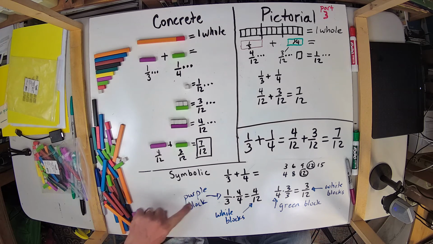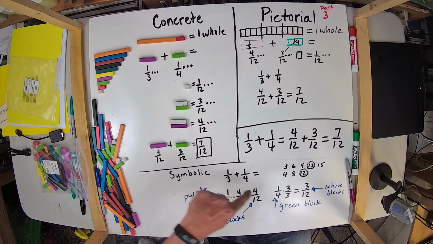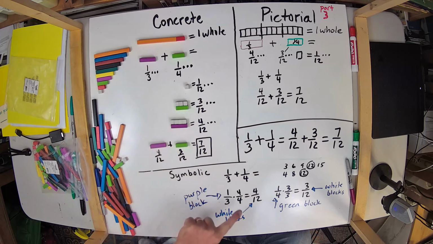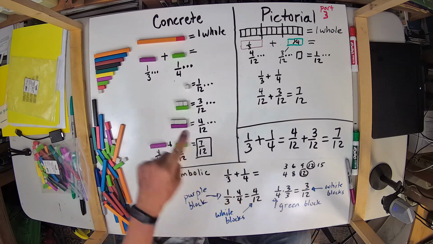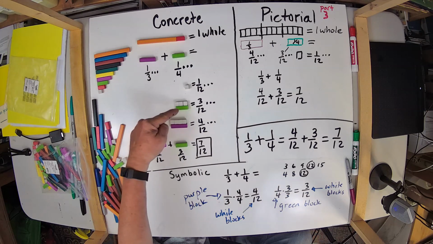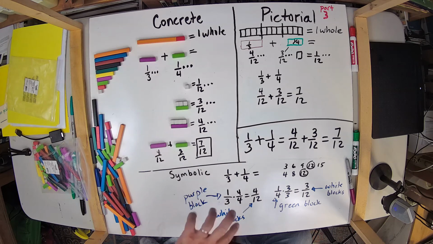But if you say, well, that's the purple block, and that's how many white blocks are in the purple block, and that's the green block, and that's how many white blocks make up the green block, now I'm just going to add the white blocks together and get 7/12.